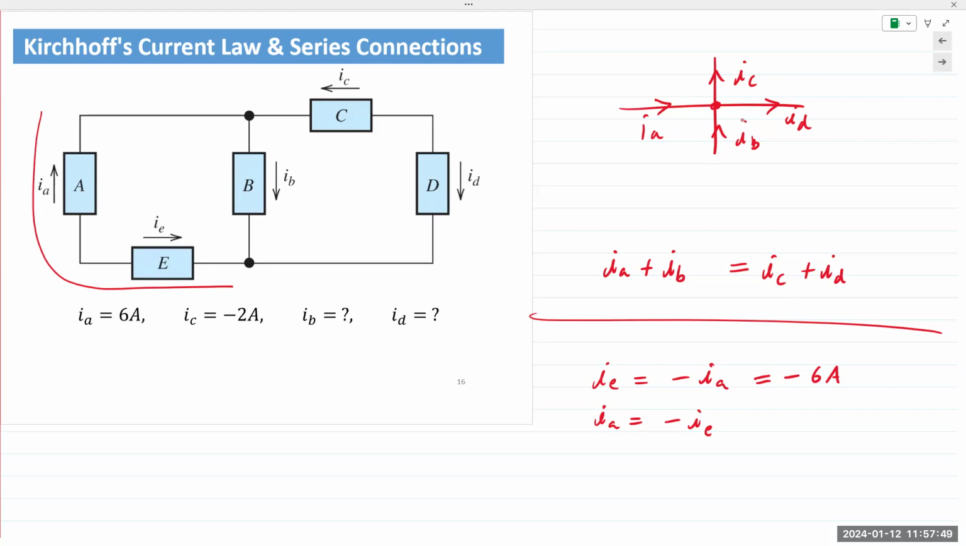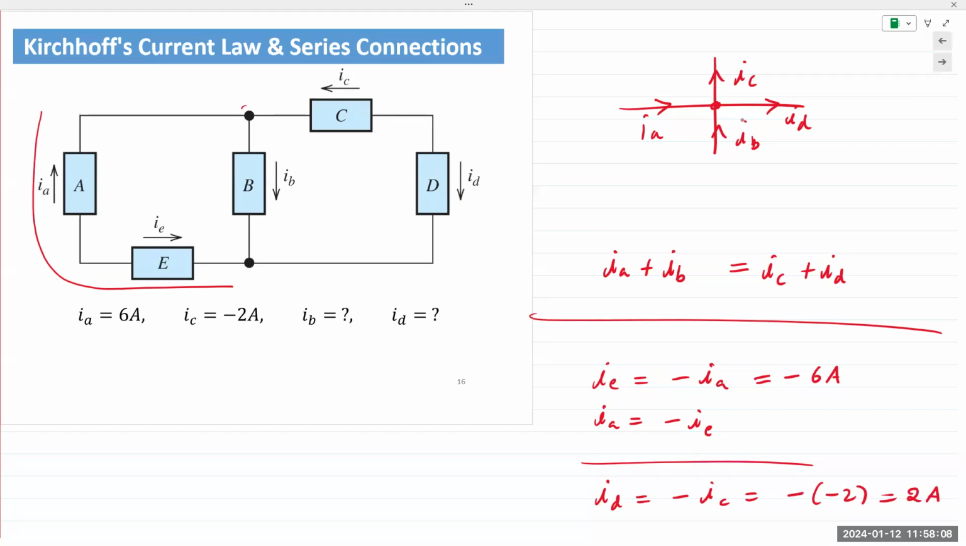How about on the right? C and D are exactly the same example. Again, IC is given to us as minus 2. I can write ID is minus IC. So it's minus minus 2, which is 2 amps.